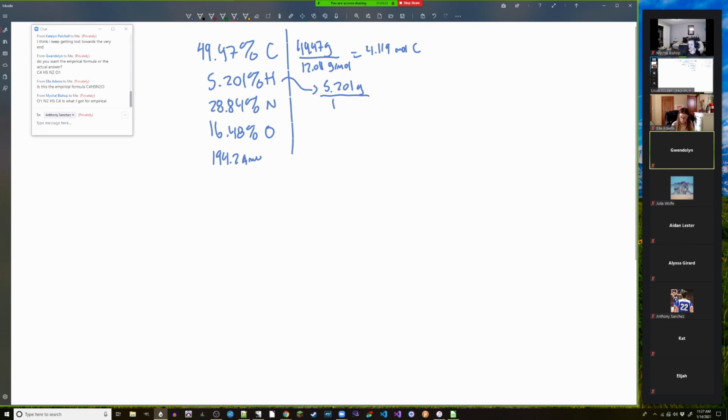5.201 grams of hydrogen divided by its molar mass, 1.008 grams per mole, gives us 5.160. Not a good thing to round. Moles of hydrogen. For nitrogen, 28.84 grams of nitrogen over its molar mass of 14.007 grams per mole. 28.84 over 14.007 is 2.059.